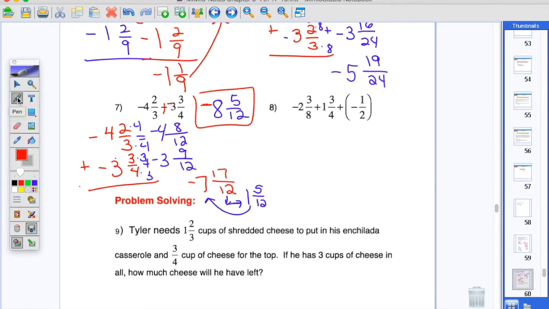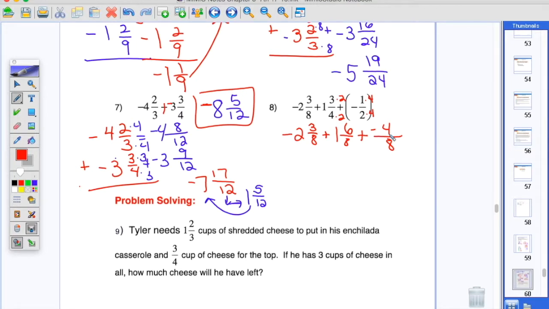For number 8, we have negative 2 and 3/8 plus 1 and 3/4 plus a negative half. So the first thing we need to do is find a common denominator, and they all go into 8. So negative 2 and 3/8 plus 1 and 6/8 plus, gotta multiply the 2 by 4, so 1 by 4, negative 4/8.